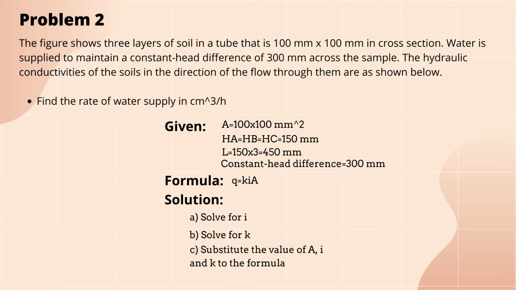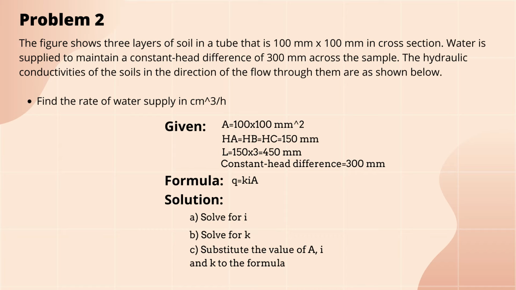So first, we will write down the given. A is equal to 100 by 100 millimeter squared, and our length for A is equal to length for B. It is also equal to length for C, which is 150 millimeters, and for our total length, that is 150 times 3, which is 450 millimeters, and a constant head difference of 300 millimeters.